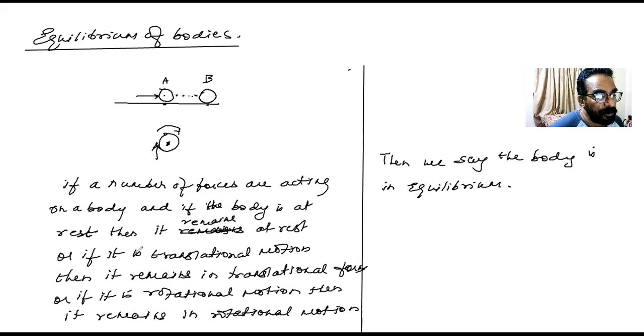Or if it is in translational motion, then it remains in translational motion. Or if it is in rotational motion, then it remains in rotational motion. Then we say the body is in equilibrium. So I just made you understand the definition. When a number of forces are acting on a body, and it produces no change in its state of rest or state of linear or rotational motion, then the body is said to be in equilibrium.